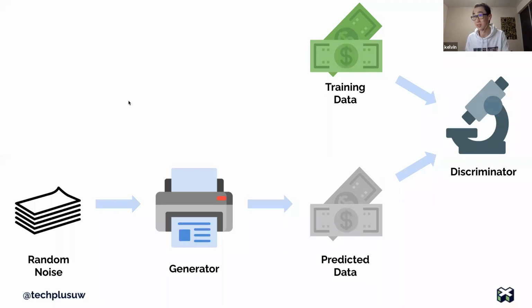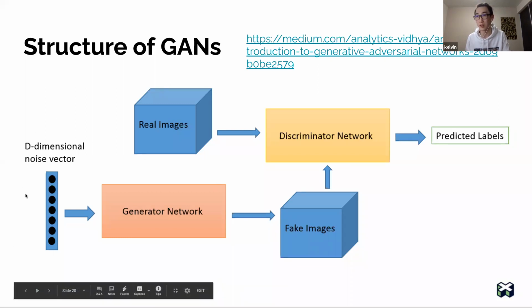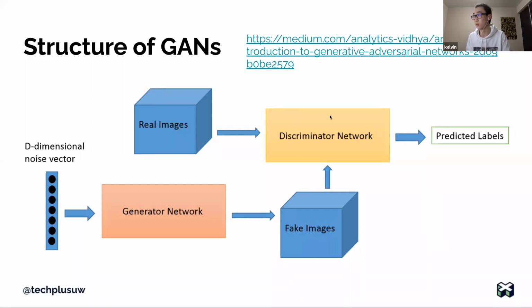So this is the analogy, and this is the structure of GANs you would probably find if you Googled GANs. I think this looks pretty similar to that analogy. We have an input noise vector. Because we want to generate different images every time with our generator, we feed it a different noise vector. We feed that in as input to our generator network to produce our fake images. We take in our real images as well to our discriminator network, and the discriminator network will produce some predicted labels, which we use to train these models.